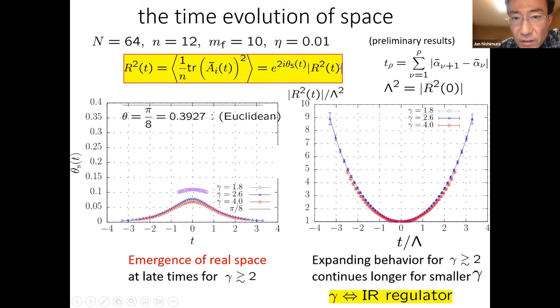And moreover, if you look at the absolute value of the extent of space, it has this time dependence. When gamma is large enough, you have this expanding behavior at late times. And moreover, as you go to smaller and smaller gamma, you find that the extent of time becomes longer, and therefore, you have more expansion. So as you see from this figure, gamma, the coefficient of the mass term, indeed plays the role of the infrared regulator of the expanding universe.